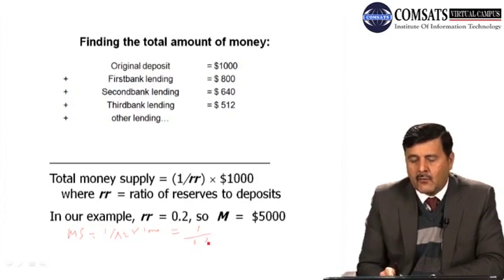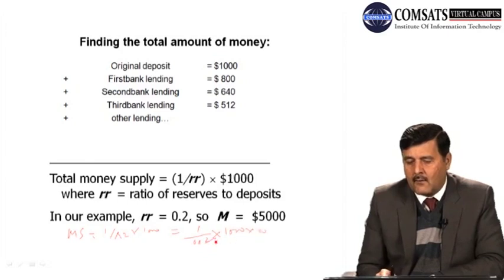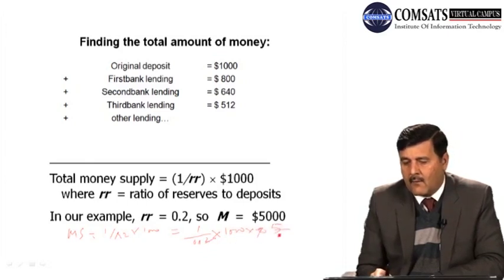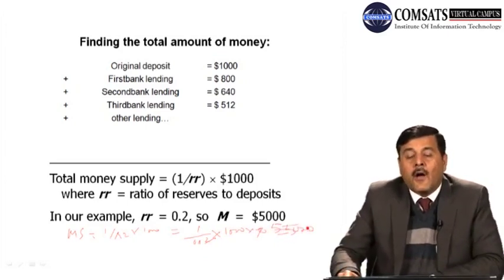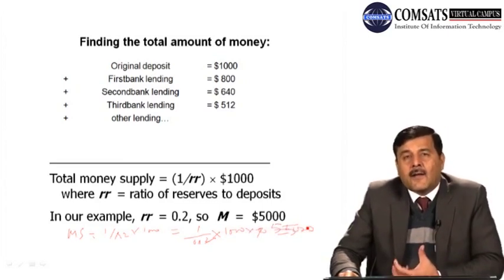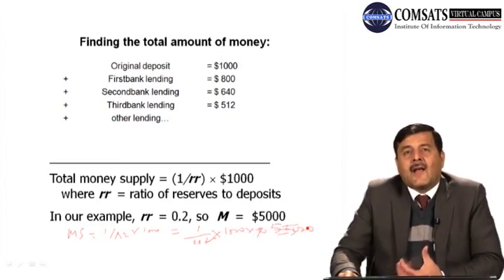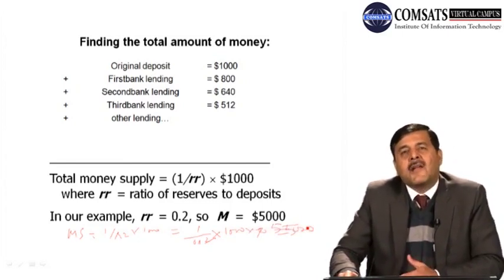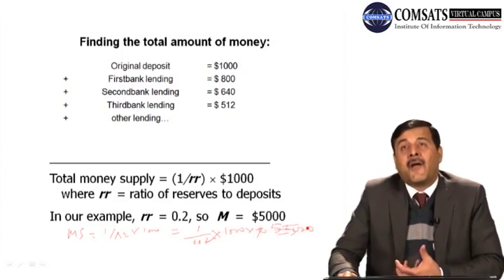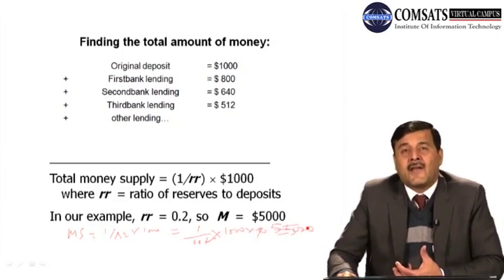RR is 0.2 multiplied by $1,000. Now if we simplify this, 10, 5, that is equal to $5,000. Now हमारे पास इनिशियल करेंसी कितनी थी, मनी सप्लाई कितनी थी? $1000, राइट? Now $1000 ने कितनी मनी सप्लाई क्रिएट की? How much money supply was created by using $1000? $5,000 की मनी सप्लाई क्रिएट की गई, राइट?